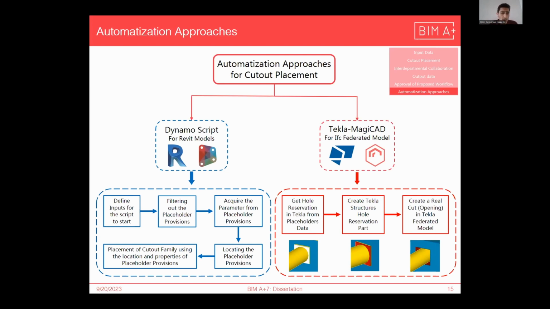So in Dynamo, what we do is we take the locations and the type of metadata from the placeholder provision. We take into consideration where we have to provide these openings, cutouts, and which type of family we need to provide for these cutouts, and we provide it with the Dynamo script, and also with the Magicad plugin for the IFC federated model in Tekla. We can get the reservation placeholder data from the placeholder data model that we created before, and then we can also create the holes using the hole reservation plugin in Tekla.